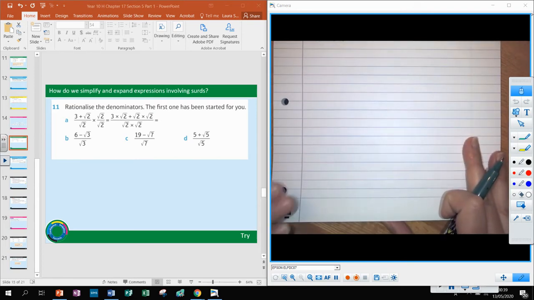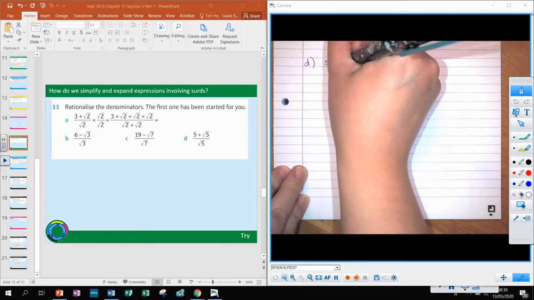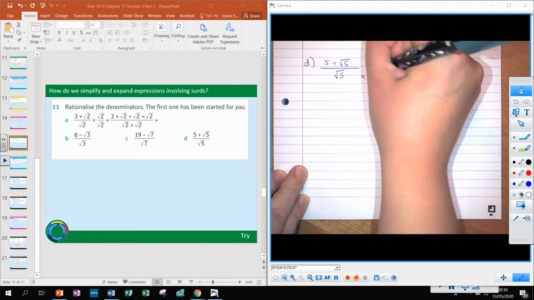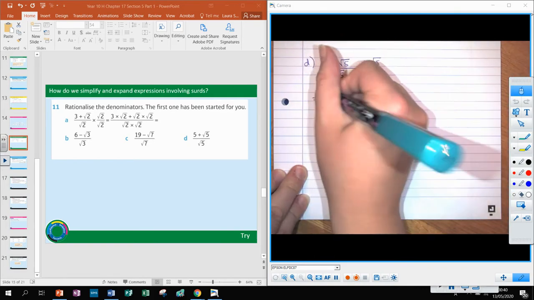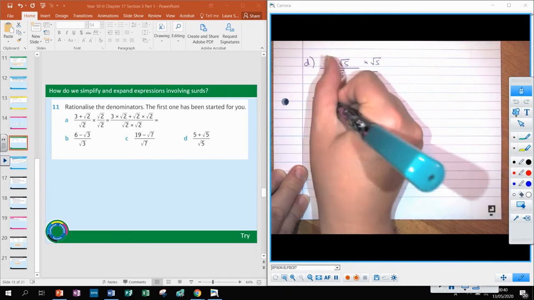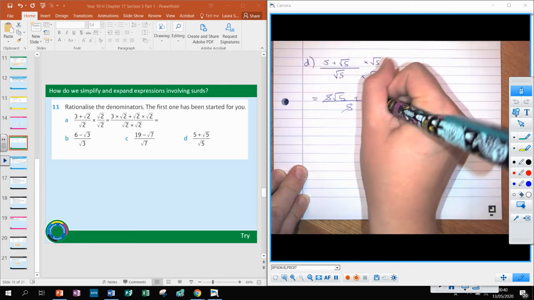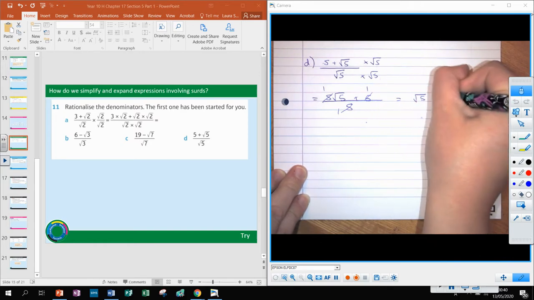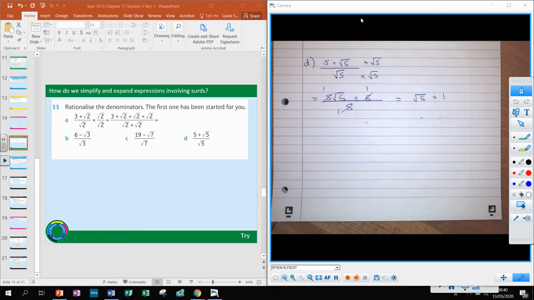And finally, part D. We have 5 plus root 5 over root 5. Okay, we're going to multiply by the root 5. And that's going to give us 5 times root 5. And then plus root 5 times root 5 is 5. All over root 5 times root 5, which is 5. They all cancel and become 1s. And so we are left with root 5 plus 1. Final answer. Okay, so well done on those.